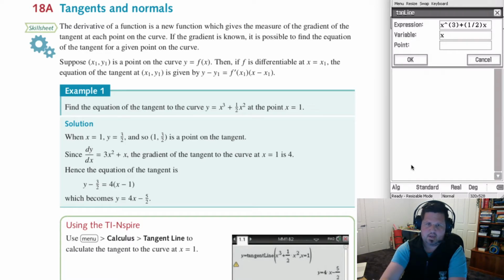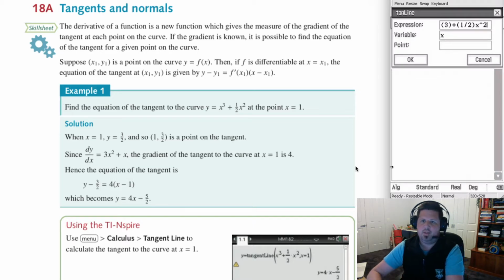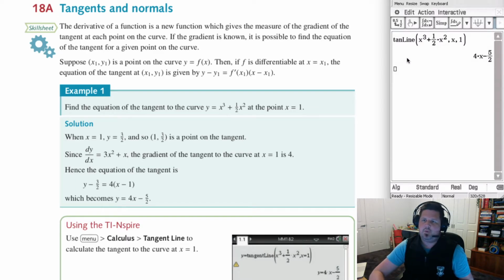x to the power of 2, so up hat 2, and it's asking at which point you want to find the tangent. We want to find out the tangent at x equals 1. So you put 1 in there, press OK, and happy days, it will spit out the equation.